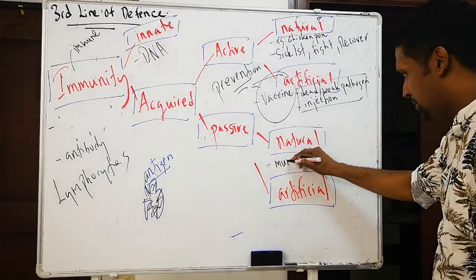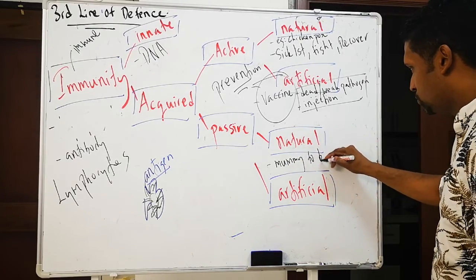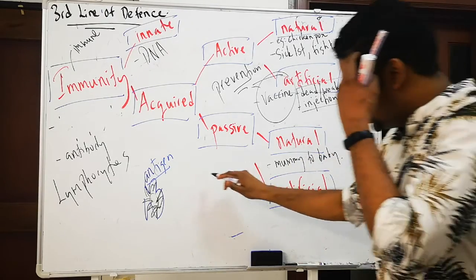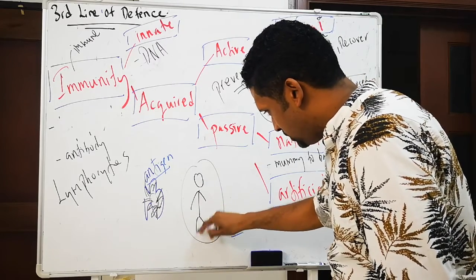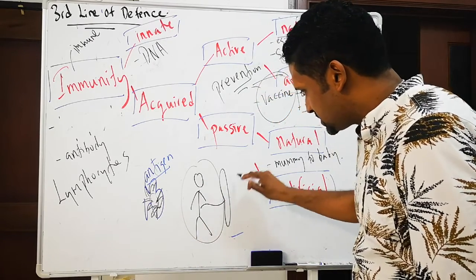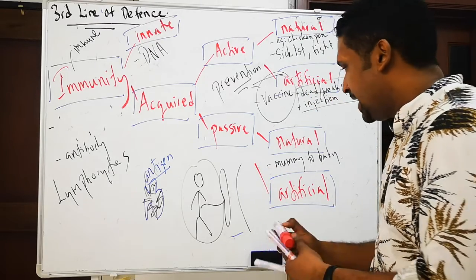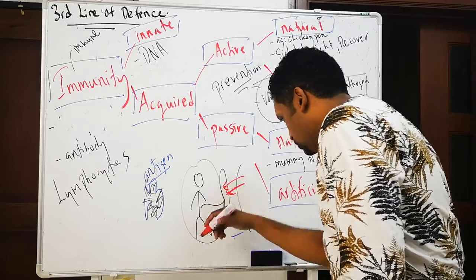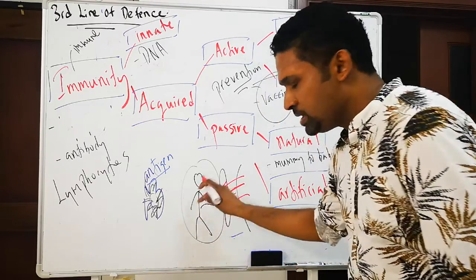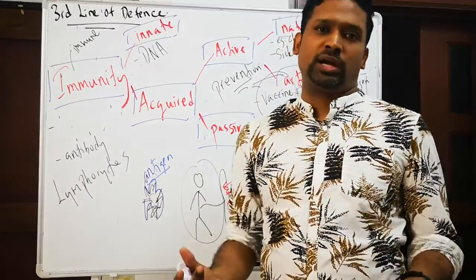This one is from mummy to baby. For example, this one is the baby inside the amniotic fluid, the amniotic sac. Then this is the placenta. So the mummy gives the antibodies directly through the blood, diffused through, goes to the baby. Baby gets the antibodies. Baby is protected.